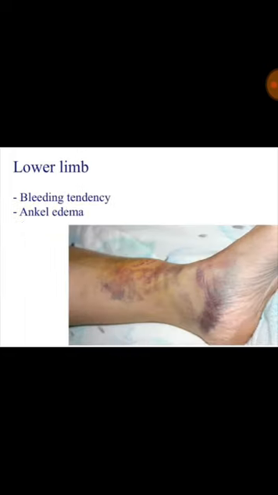The sign in the lower limb is bleeding tendency. Bleeding tendency occurs as a result of failure of formation of coagulation factors. This prevents normal coagulation physiology and hence there is bleeding tendency. Ankle edema can also be visible due to hypoalbuminemia.